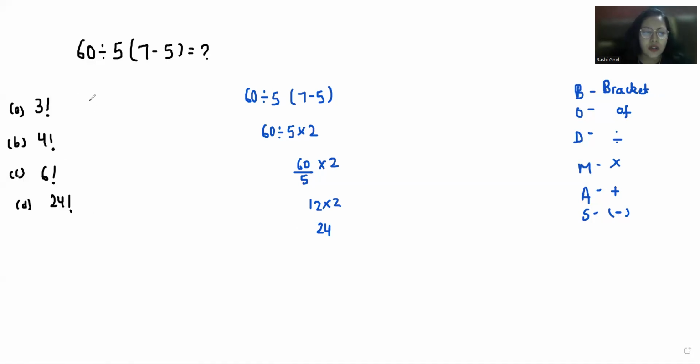So 3 factorial is 3 times 2 times 1, which gives us 6. And 4 factorial is 4 times 3 times 2 times 1, which is equal to 24. So the final answer is 4 factorial.